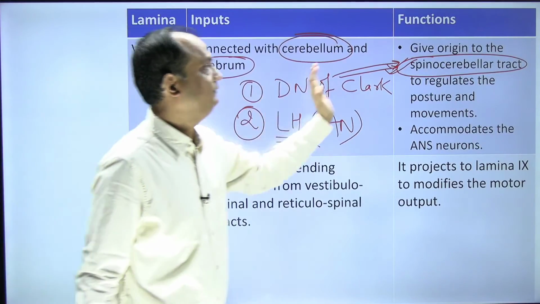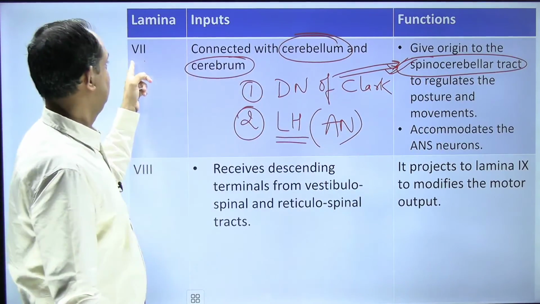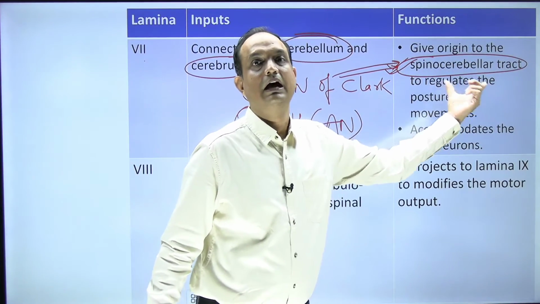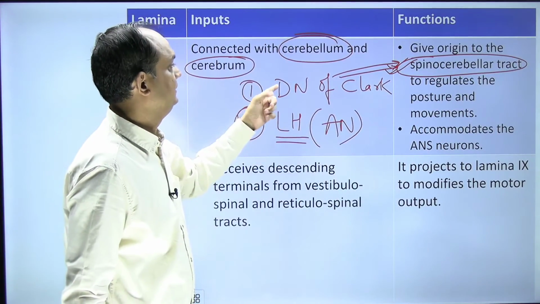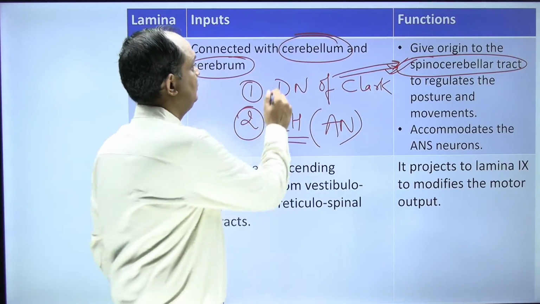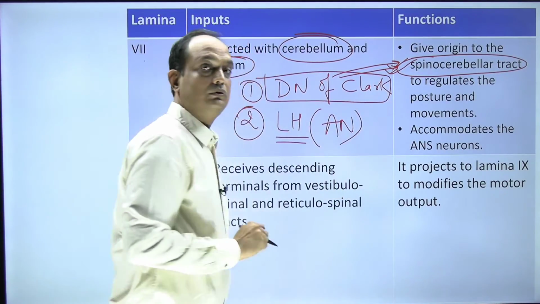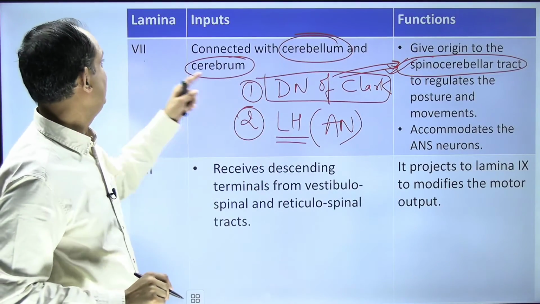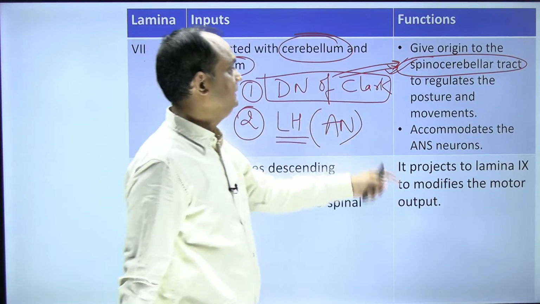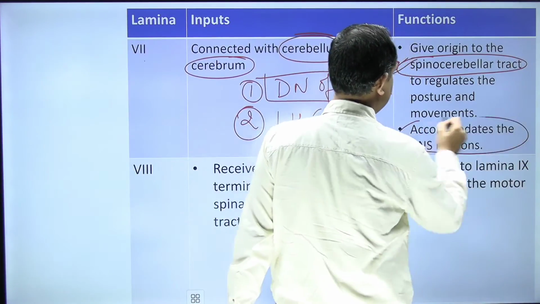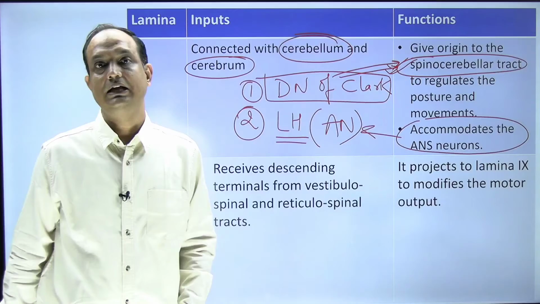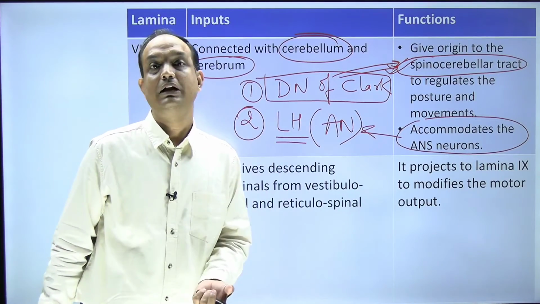But when you see the function, Rexed lamina 7 gives rise to the spinocerebellar tract, and these fibers of the spinocerebellar tract are the fibers of which nuclei? Dorsal nuclei or anterior or lateral horn nuclei? Answer is dorsal nucleus of Clarke's column. So dorsal nucleus of Clarke's column, which is a part of Rexed lamina 7, gives rise to the spinocerebellar tract. But there is one more important thing: they accommodate the autonomic nervous system neurons, which is a part of the lateral horn nuclei, which are intermediomedial and intermediolateral.